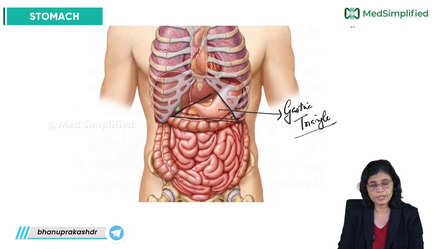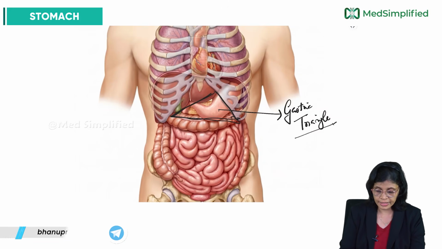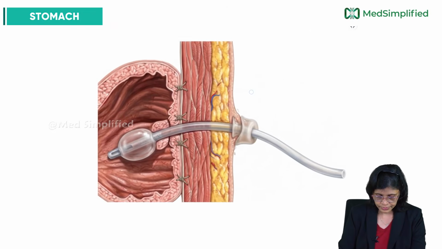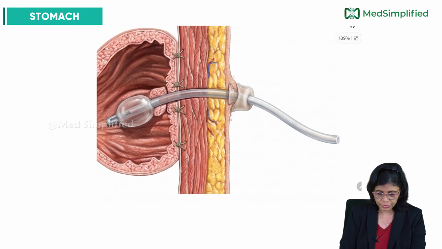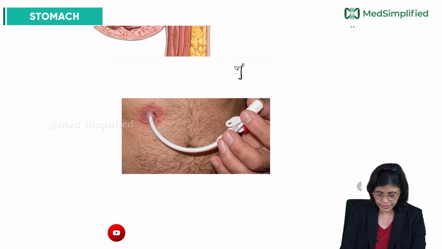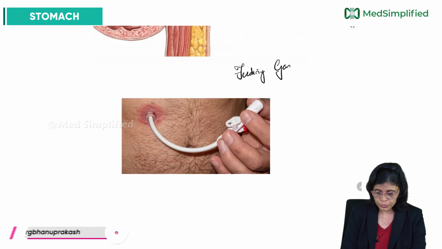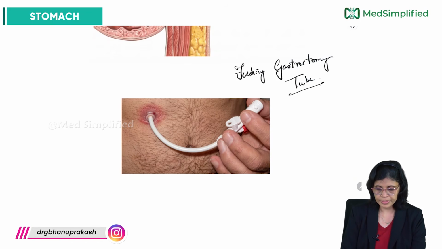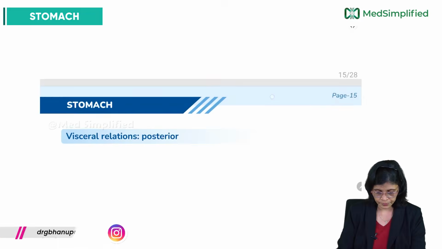So two areas of the stomach are there: one is the bare area, the other one is the gastric triangle. This is how a feeding gastrostomy tube is put. This is the anterior abdominal wall layers and a tube is put, so you can see it directly opens into the stomach. This is the feeding. Usually this is done in complete esophageal obstruction, where the patient will be unable to swallow.